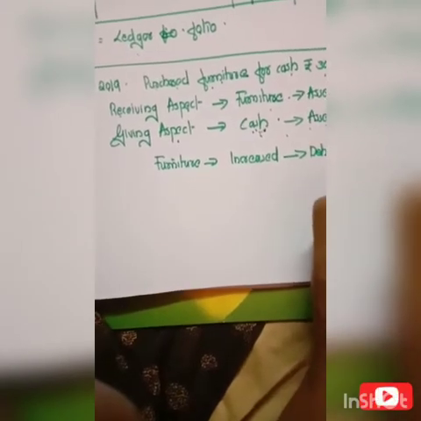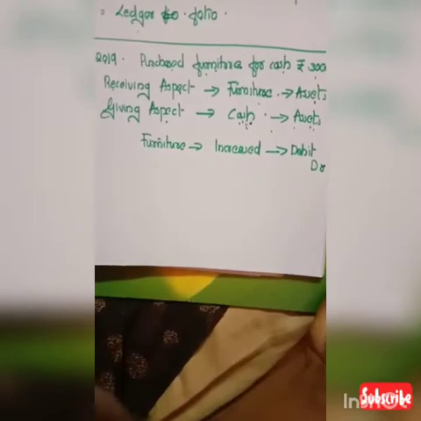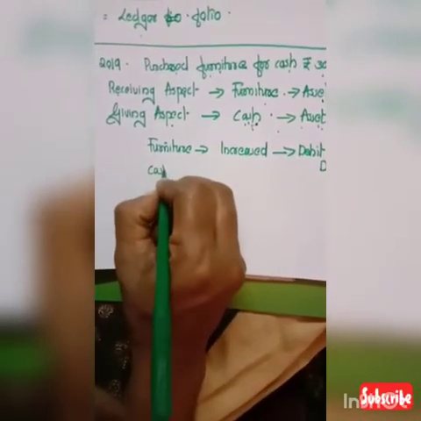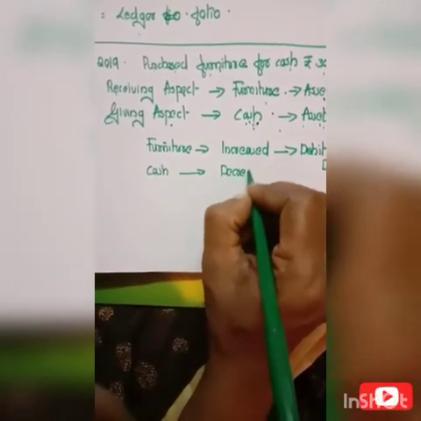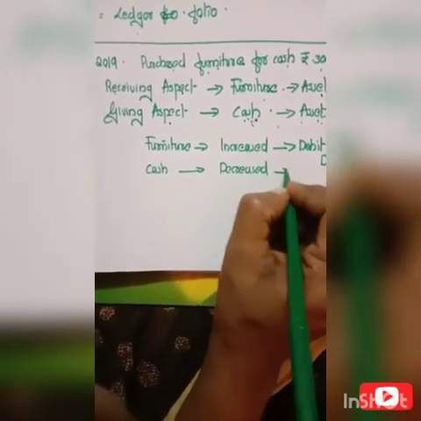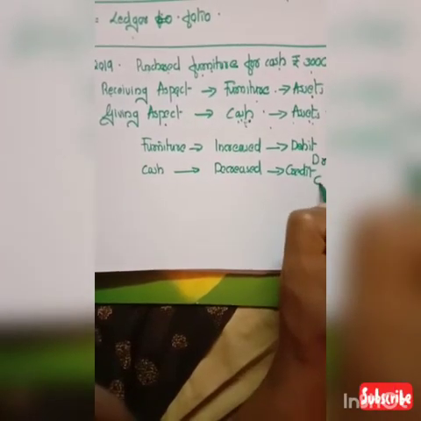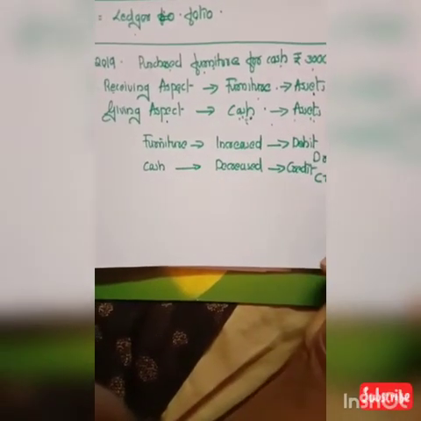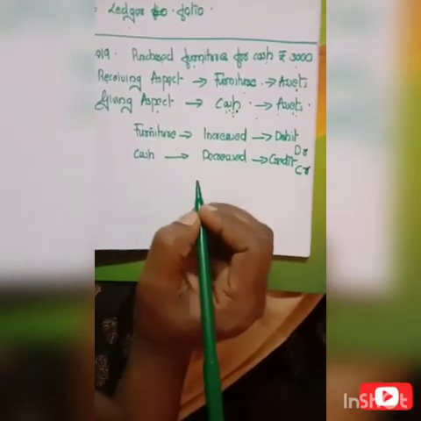Debit in short form we are representing as DR. Debit is represented as DR. Cash is also an asset. Its value has been decreased. Therefore, we are giving it as credit. Here we are representing credit as CR. Therefore, we can write this in the form of a journal entry.